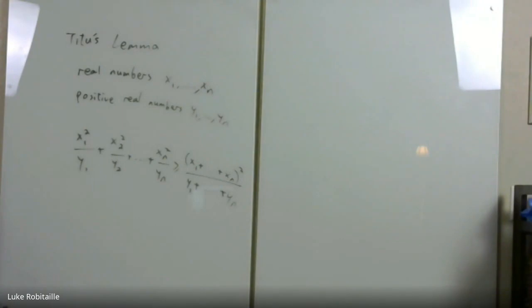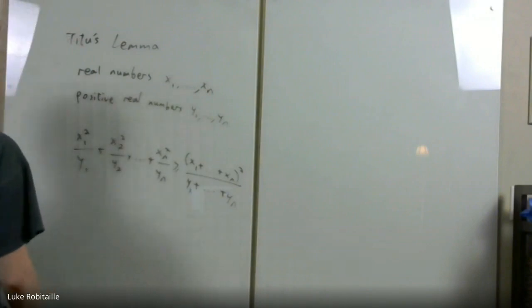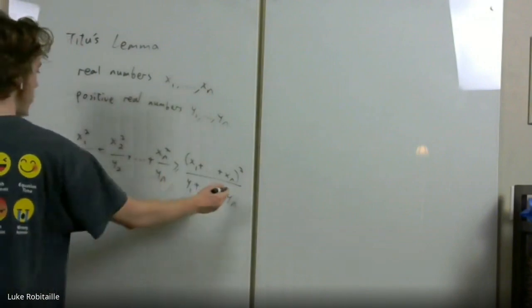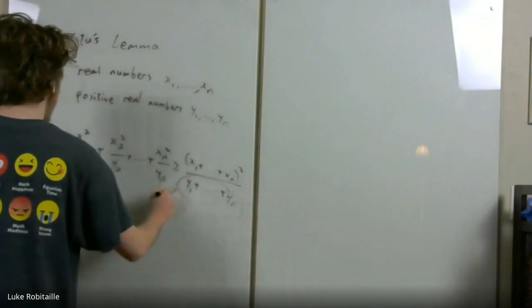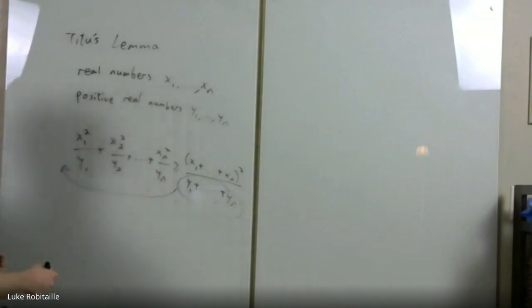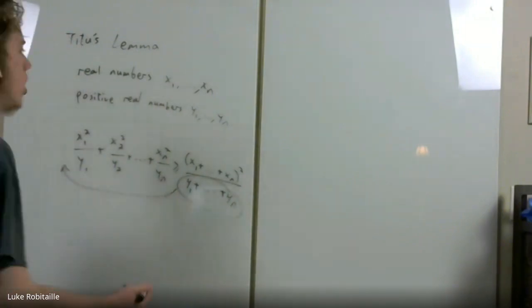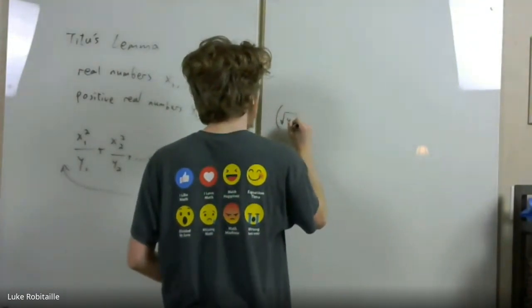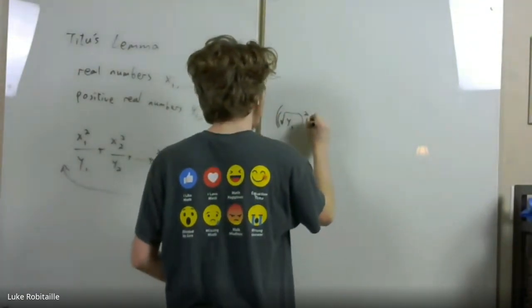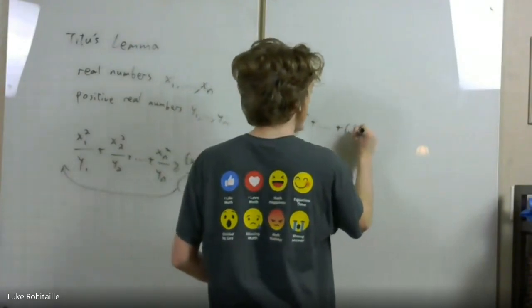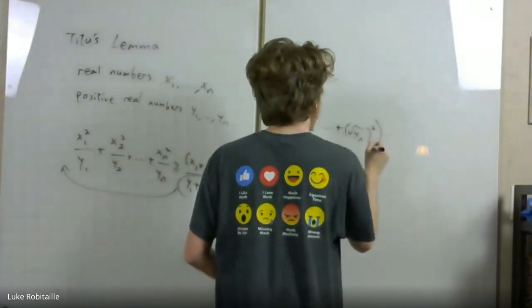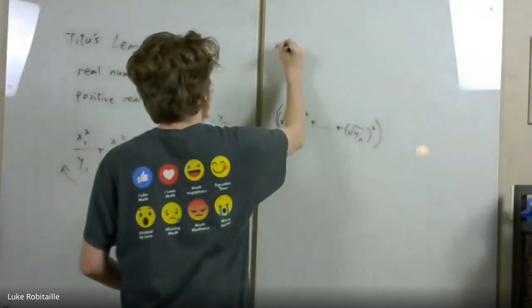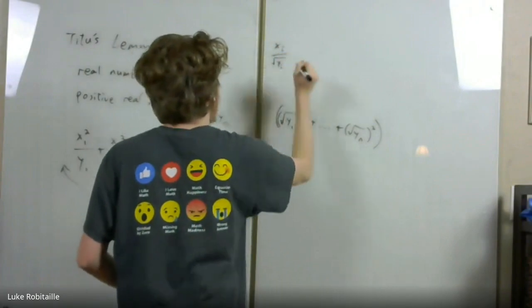And you can see that it's basically the same thing as Cauchy-Schwarz. If you just bring this factor over here, you could get this by just applying Cauchy-Schwarz on the square roots of the y's, and x_i over square root of y_i.